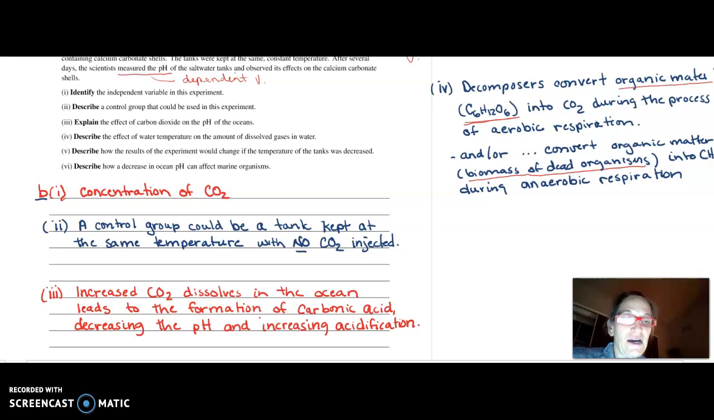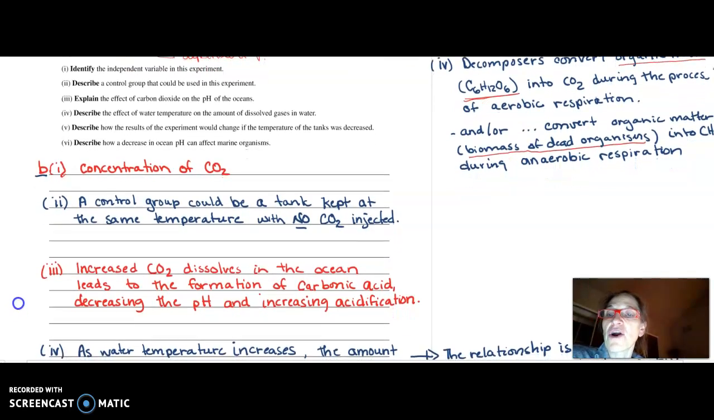You don't have to get hung up in all the specific intermediates. However, you do have to show a flow: increased carbon dioxide gets dissolved in the ocean. That's going to go through a chemical reaction. It's going to form carbonic acid. That's acidic, which means it will decrease the pH, or increase the acidification of the ocean.